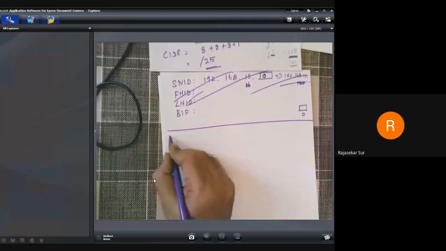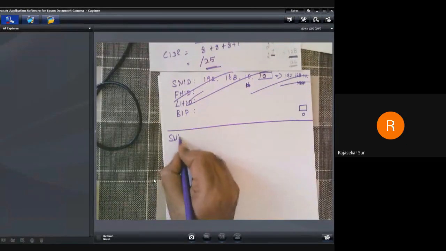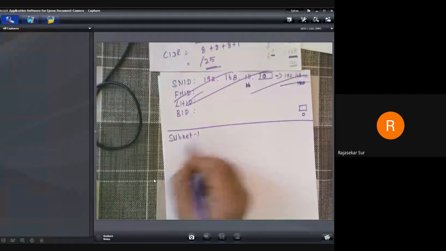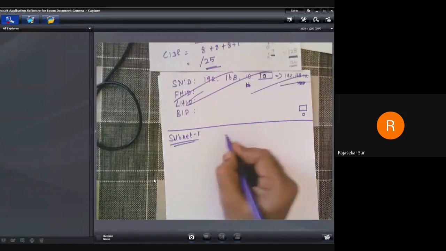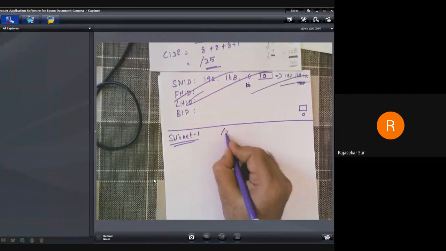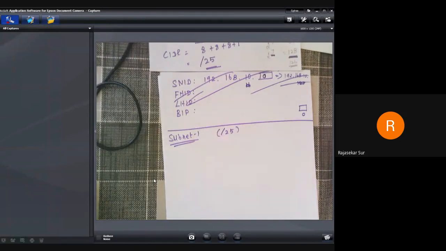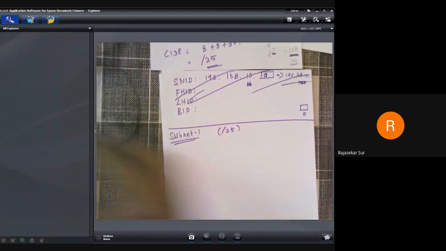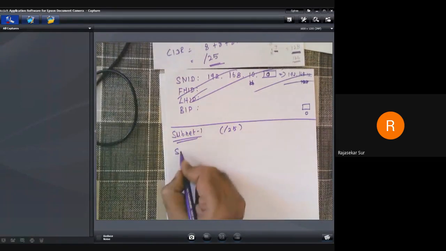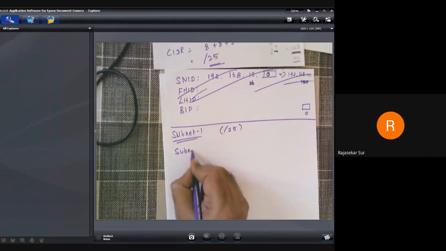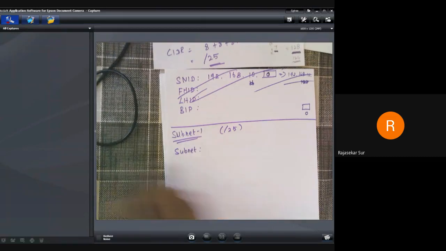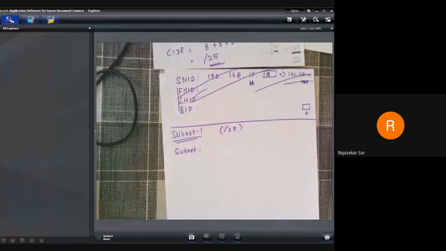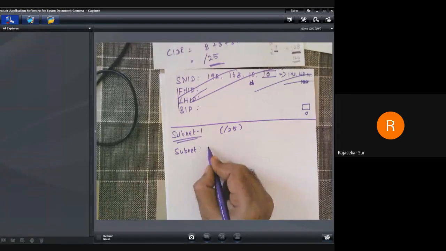First subnet. I'm repeating again, subnet 1. For the first subnet, we already identified the subnet mask is /25. Now I need the subnet ID. Actually, one by one I have to do; I wrote everything together here. Now, what does the subnet ID mean? Listen.